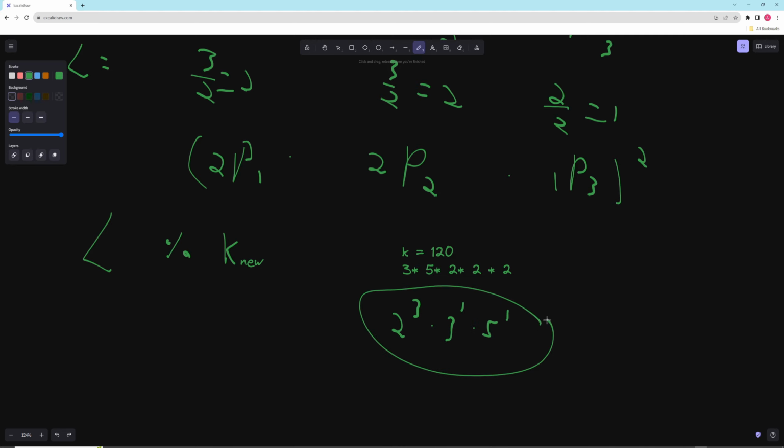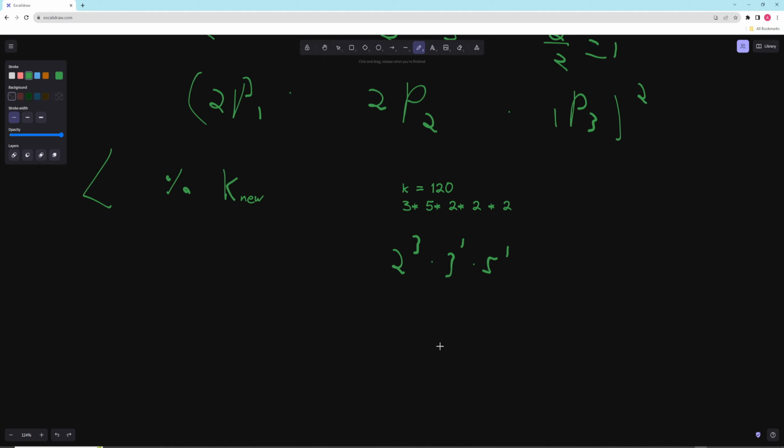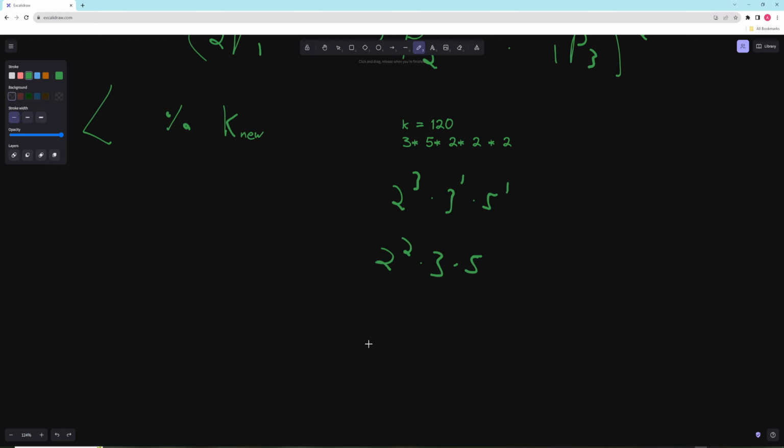And L squared has to have at least this. So what does L have to have? L has to have at least 2 squared, because it's half rounded up. And then it has to have a 3 and a 5. So L has to have these numbers at least, which means that this k new has to be this value. So k new here is 15 times 4, right? This is 60, I believe. So L has to be mod 60. And then L squared would be mod 120.